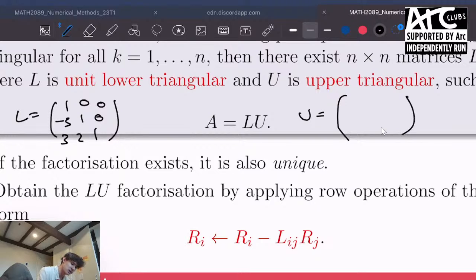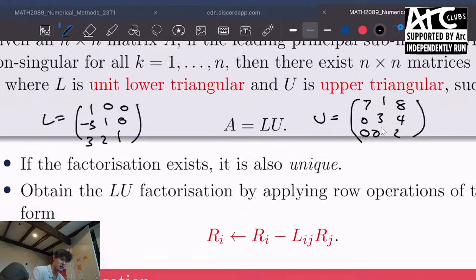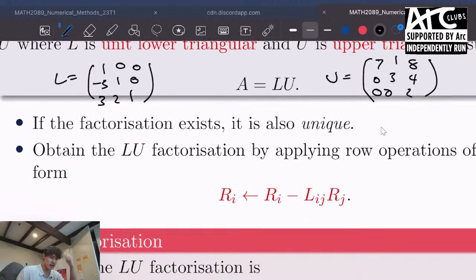So U is non-zero on and above the diagonal, and it's 0 below the diagonal. We could have something like 7, 3, 2, 1, 8, 4, and only zeros below the main diagonal. These two matrices would form an LU factorization of some matrix A. Now we know that if this factorization does exist, then it's unique. Now, how do we actually find the LU factorization?